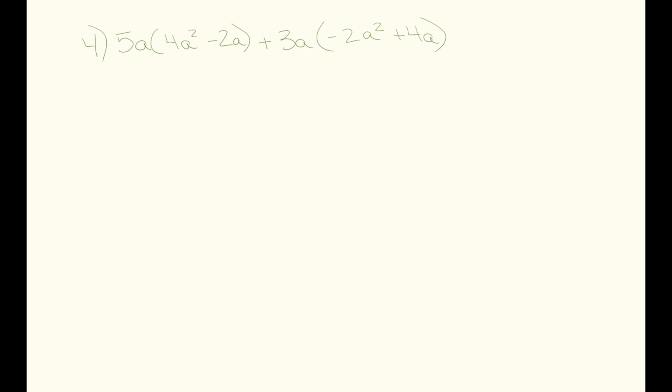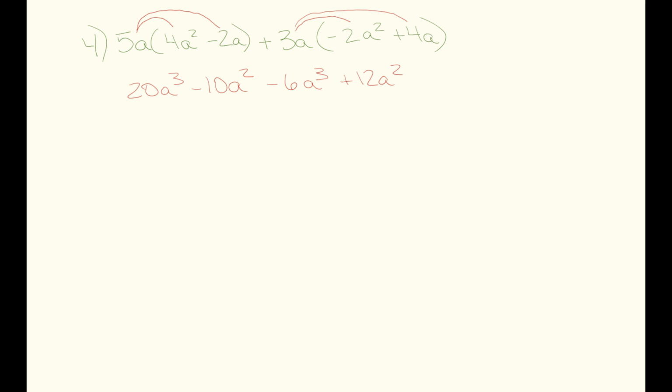This is an expression. It's not an equation because it doesn't have an equal sign. I'm still going to distribute, so I'm going to multiply the 5a times everything in the first parentheses and the 3a times everything in the second parentheses. So when I do this, this would give me 20a cubed minus 10a squared. Then when I multiply 3a times negative 2a squared, I would get negative 6a cubed plus 12a squared.